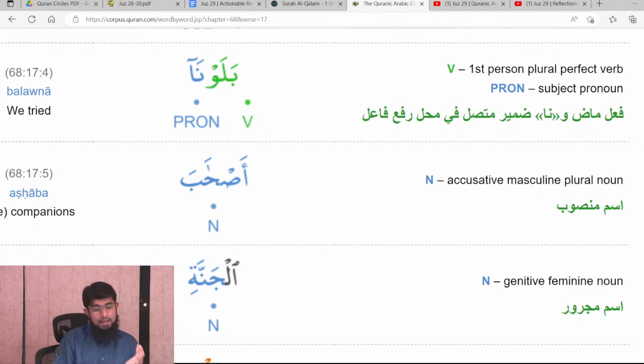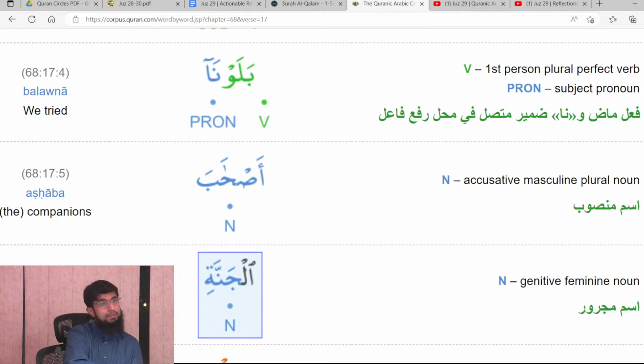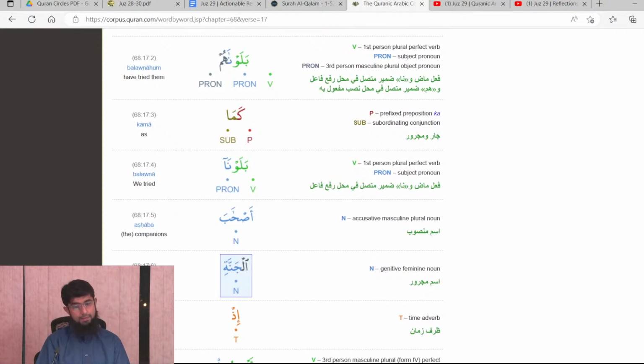Why is jannati in the majroor state? Because now it's a relationship: the people of the Jannah. Like Rasulullah, Kitabullahi, Abdullahi, and so on. Anyway, this is the next verse for next time. Abdullah is the general marfu state, Abdullahi. And then there's never a saying of ashabul jannati. Ashabul jannati yawma idhin.